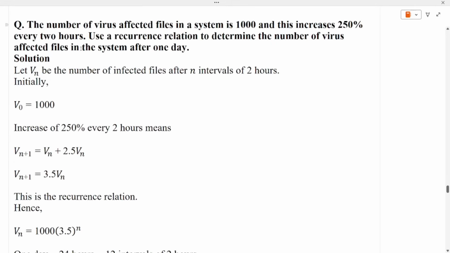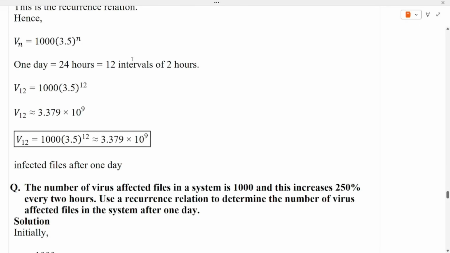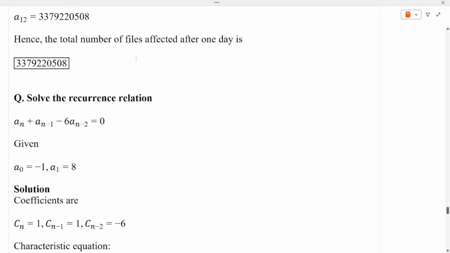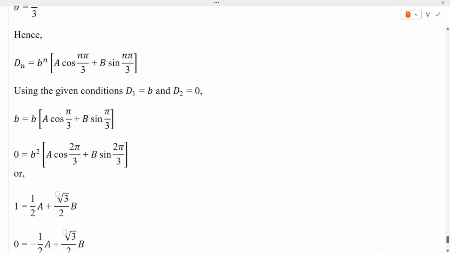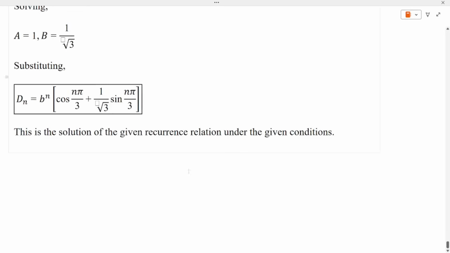Next is about the virus effect. This also you can see, this is the recursive relation I have already explained in the module 3 video. Next is the recursive relation. I have explained in that video also. Please do check that and you'll be getting it. That's all for this module.